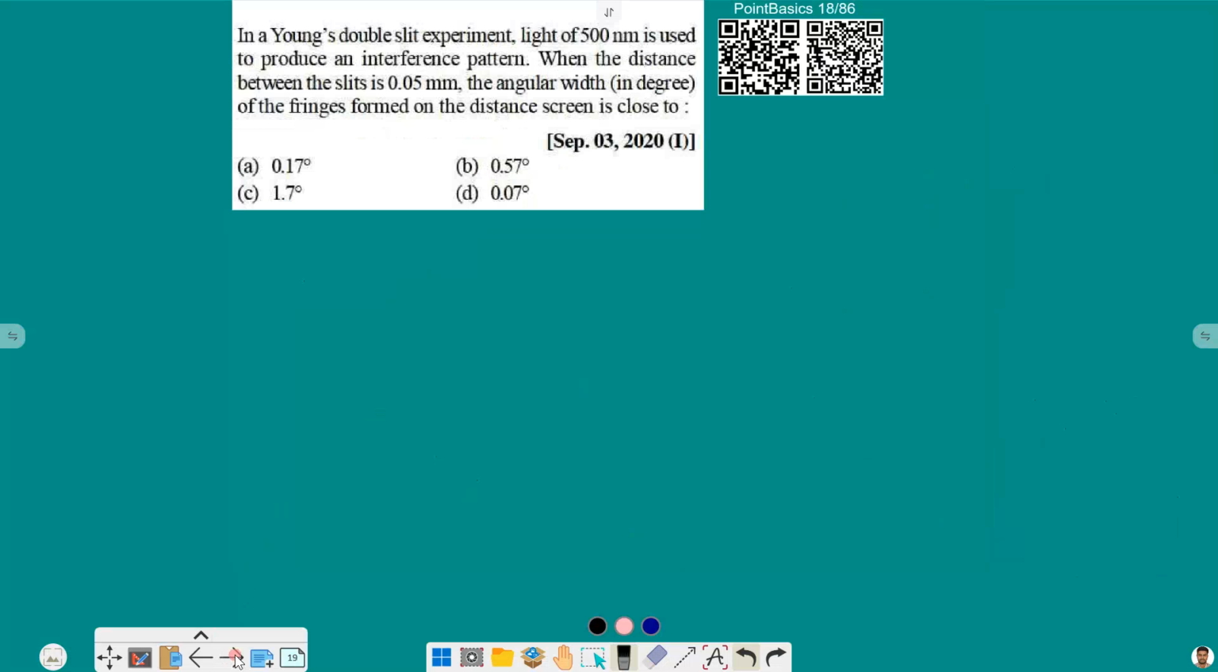Now for the next one, we have Young's double slit experiment. Light of 500 nanometer is used to produce an interference pattern when the distance between the slits is 0.05 meter. What is the angular width in degrees for the fringe formed on a distant screen? So we know that the fringe width beta is lambda D by small d. Now angular width will be beta by capital D, that is lambda by small d.